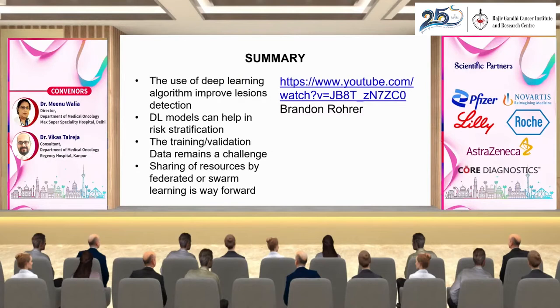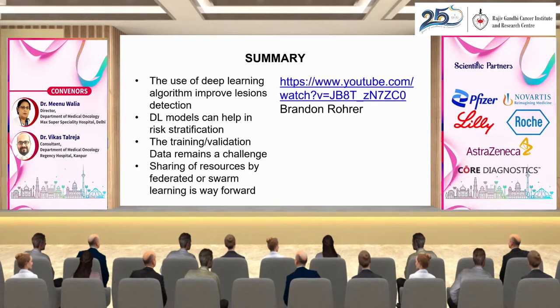Now to summarize, the use of deep learning algorithms improves lesion detection. DL models can help in risk stratification. The training and validation data remains a big challenge because, as we have already said, you require a huge number of slides to actually train an algorithm so it can be accurate. With a small amount of slides, the training is incomplete and it will give you errors. And sharing of resources by federated or swarm learning is the way forward.